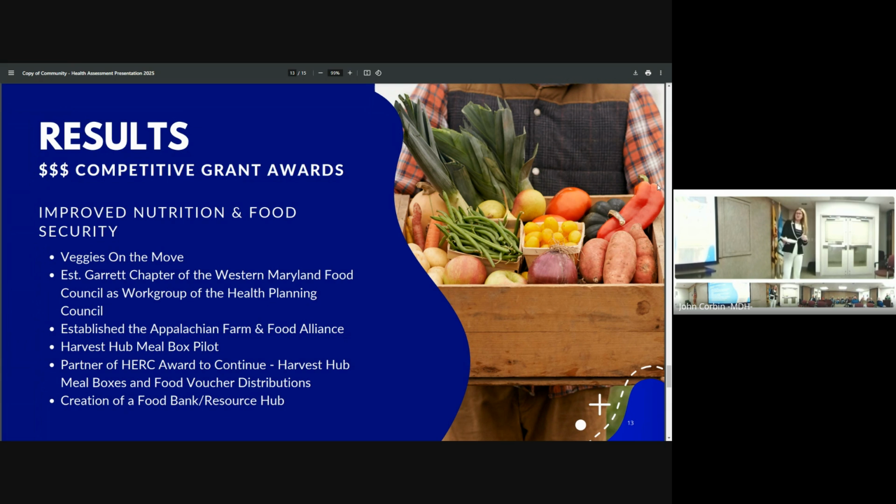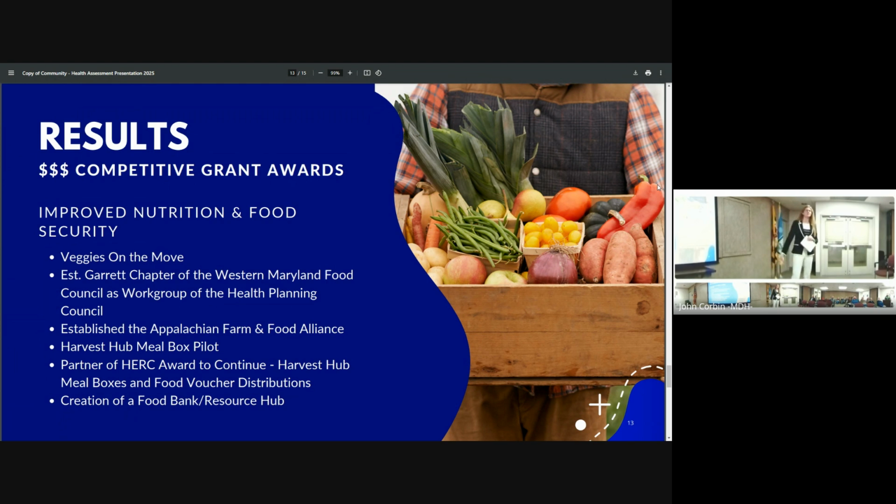Then we were able to use all of this, so it all builds on top of one another. And we're a partner of the HERC Award. And that is the Healthy Together program that AHEC West is spearheading. We talked to the Health Planning Council about that a couple of months ago. Our partners are in the back, David Stewart. And basically we're doing the Harvest Hub again, continuing it through that award to help improve nutrition security and reduce food insecurity. We're also doing food voucher distributions.